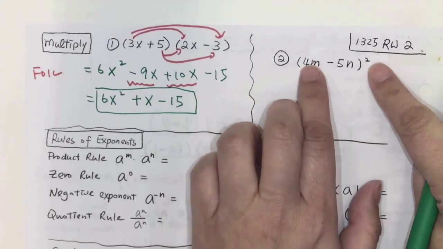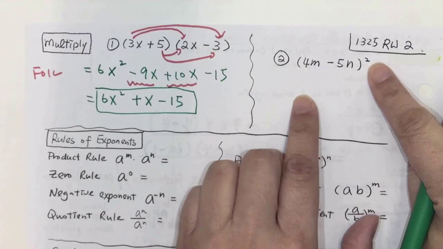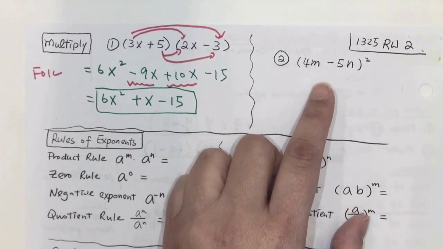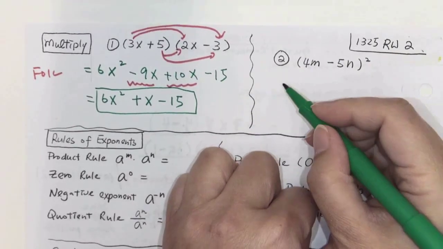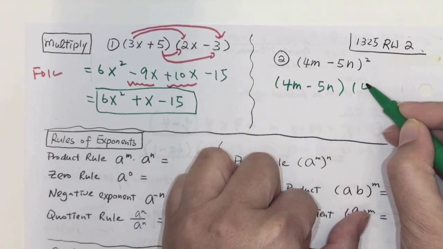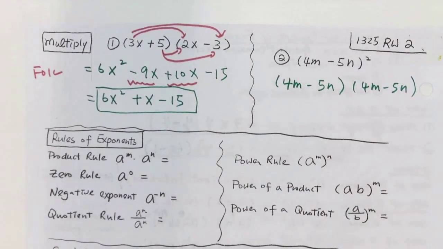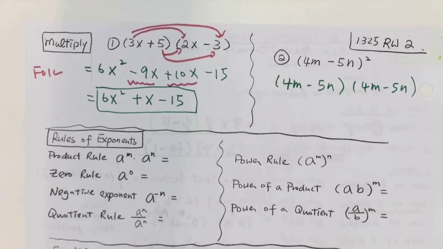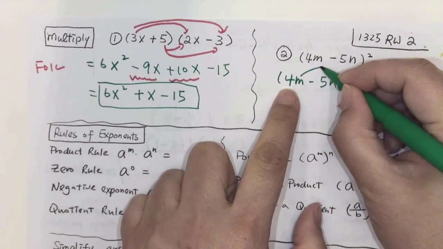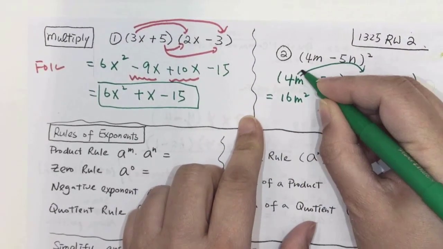So you cannot distribute the square in there because there's add and subtract in between. What does square mean? It means you have 2 of those, right? So you have 4m minus 5n times 4m minus 5n. Foil it for me, please. Everybody got the last question? You multiply that out just like the last one. 4m times 4m is what? 16m to the second power.